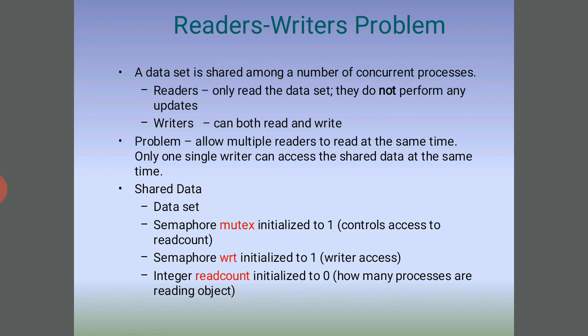Shared data: the data set, and the semaphore mutex initialized to 1, which controls access to read count, and the semaphore wrt initialized to 1 for writer access, and the integer read count initialized to 0, which counts how many processes are reading the object. So the processes play the main important role in the systems, in the execution of different types of programs.